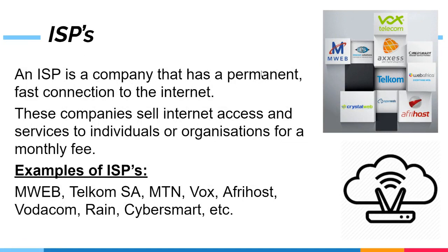ISP: a company that has a permanent fast connection to the internet. These companies sell internet access and services to individuals or organizations for a monthly fee. So every month, you'll pay an amount and you'll get access to the services of the ISP. Examples: MWeb, Telkom SA, MTN, Vox, AfriHost, Vodacom, Rain, Cybersmart.